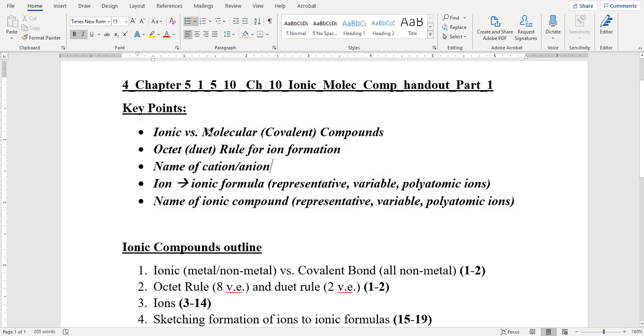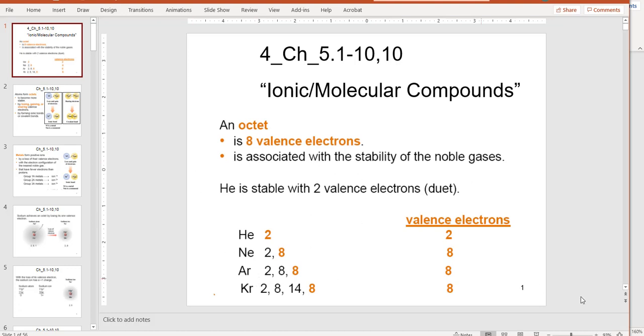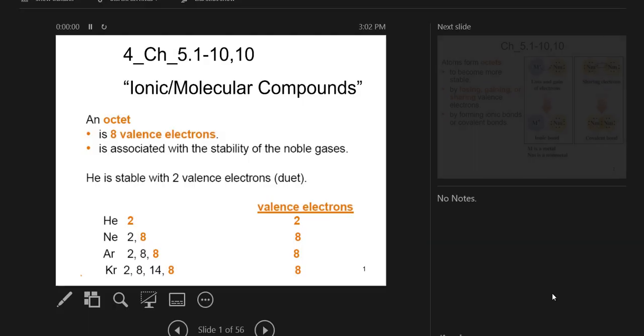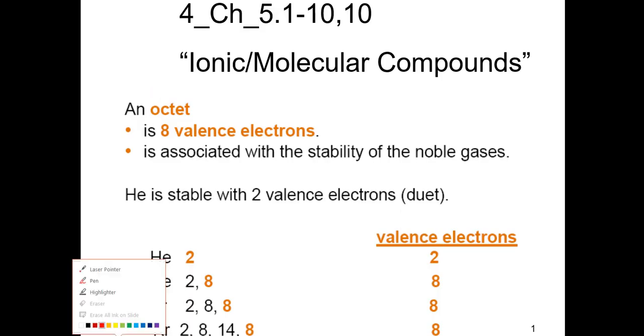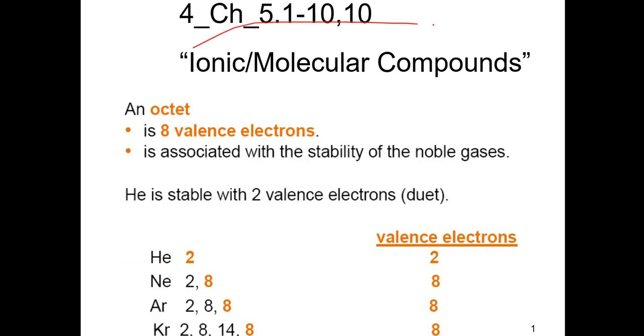Let's first talk about ionic versus molecular compounds. This is where we combine individual elements that you've memorized from the periodic table to form compounds. And there's two types. There's ionic and there's molecular. So on the first slide, let's go ahead and introduce ionic and molecular compounds.